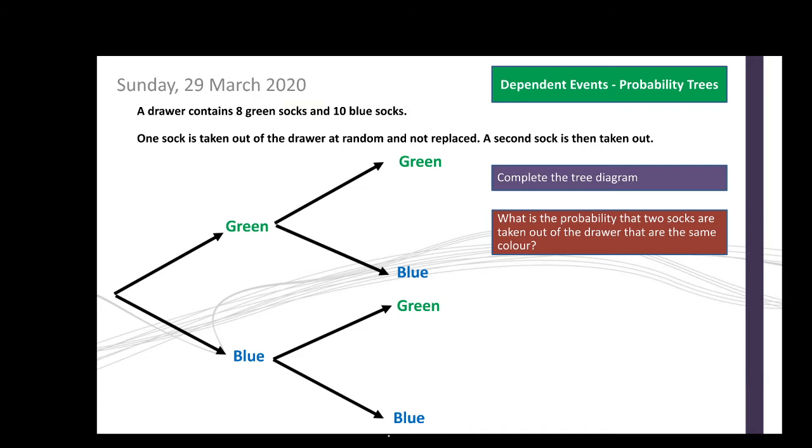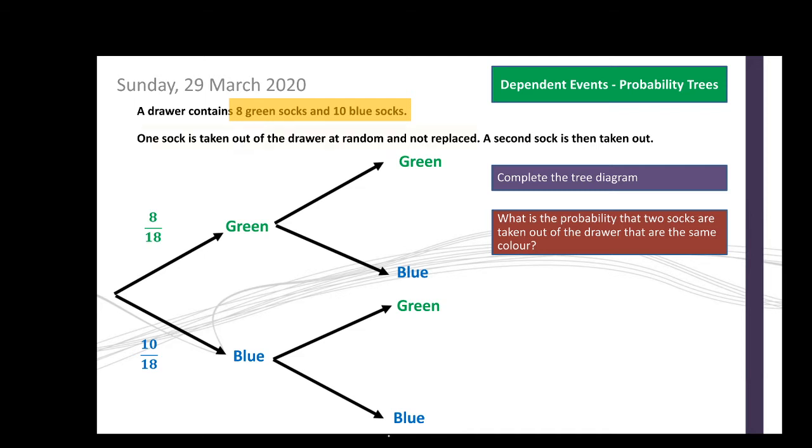So, 8 green socks and 10 blue socks. So my first event, I could pick out a green sock, there are 8 of them, and there are 18 socks altogether. So that's 8 over 18 for the probability of picking out a green, the first time I pick out a sock. Then blue is 10 over 18. Okay, because there's 10 blue socks, 18 socks in total.